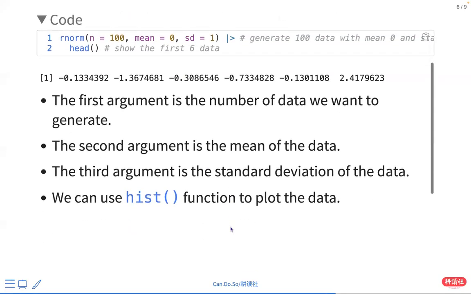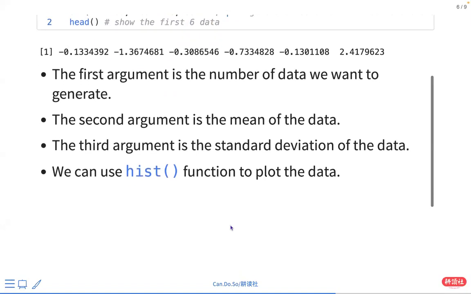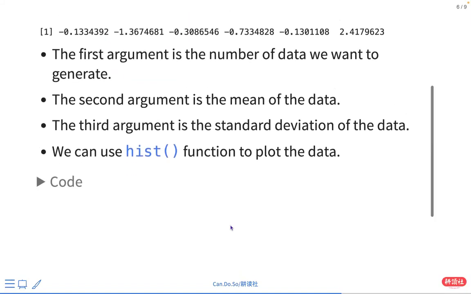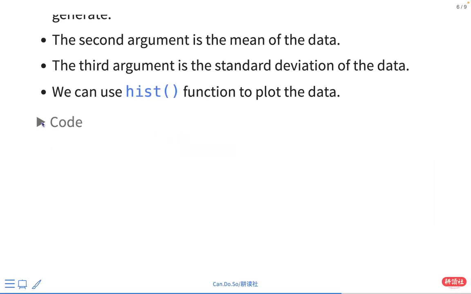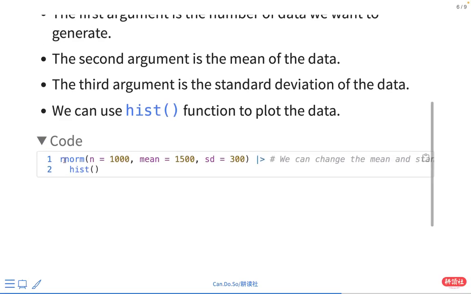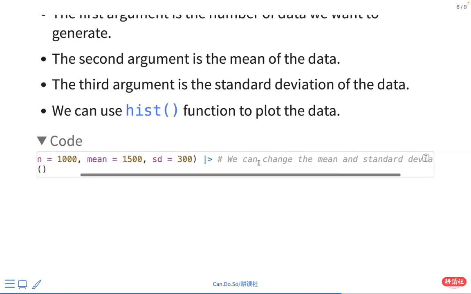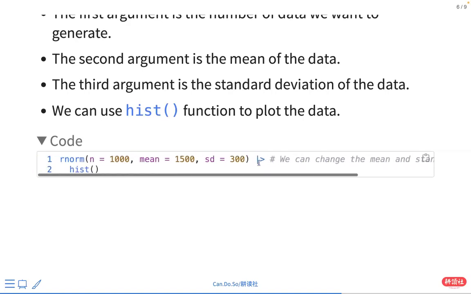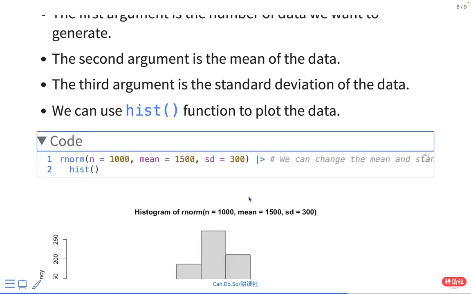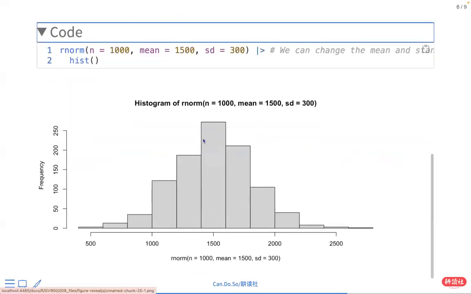And we can use the hist function to plot the data we just got. So this one is here, and we pipe. And here we can change the mean and standard deviation to 1,500 and 300. And so here we got, you see, this is a normal distribution.